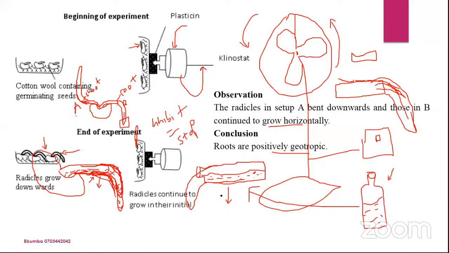Joyce, yes, please say your question. Yes, I have a question. Why is it in experiment B you use the setup of a clinostat and the Petri dish? Isn't there any other way you can set it up without using all that?